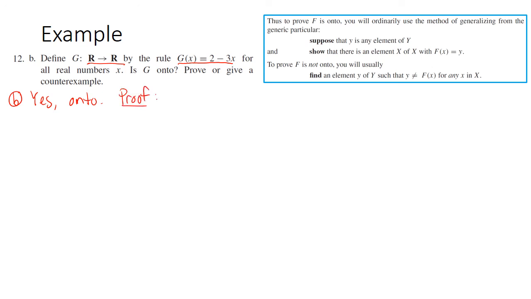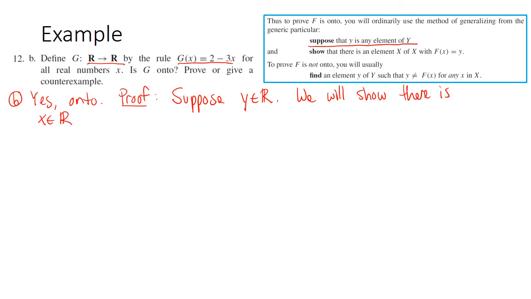I'm just going to follow the outline that's up here. So suppose that little y is any element of big Y, and in this case my big Y is the real numbers. So I'm going to suppose little y is in the real numbers. And now what I'm going to show is we will show there is x in the real numbers. Remember, big X is R. I think this is a typo right here. This is supposed to be a little x. Okay, so we will show there is a little x in R with, so it's not f of x, it's g of x equals y.